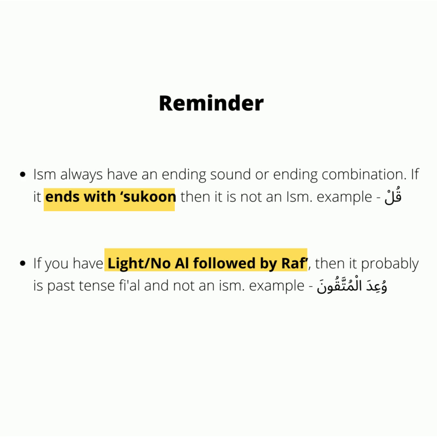If we have a word which looks like it is light and has no al, and it is followed by a word which is ism in a rafa form, then it probably is a past tense fi'l and not an ism. For example, وُعِدَ الْمُتَّقُونَ. In this, وُعِدَ looks like it is light and does not have an al on it, and the word following it, al-muttaquna, is an ism in rafa form. So wu'ida is not an ism but a past tense fi'l.